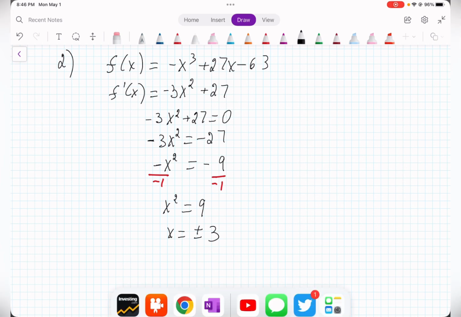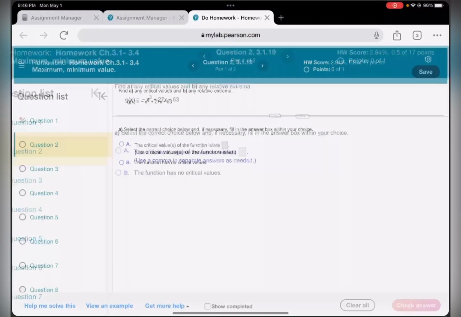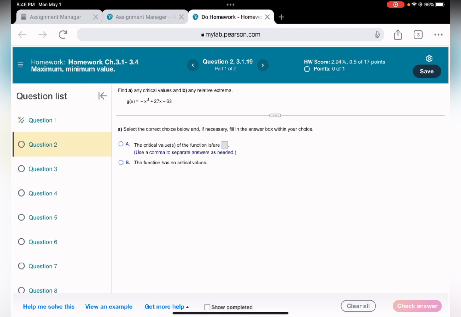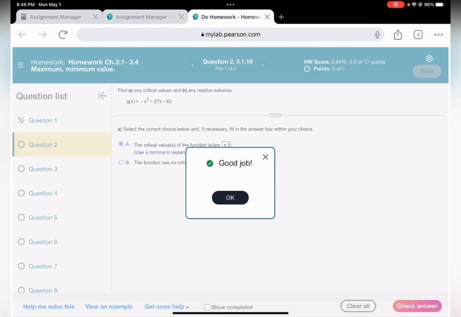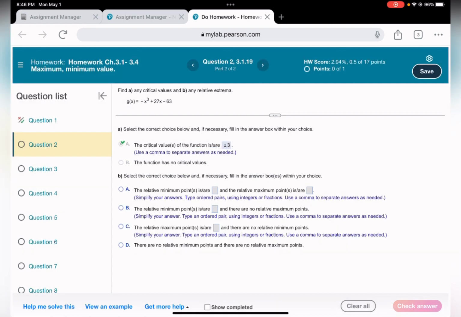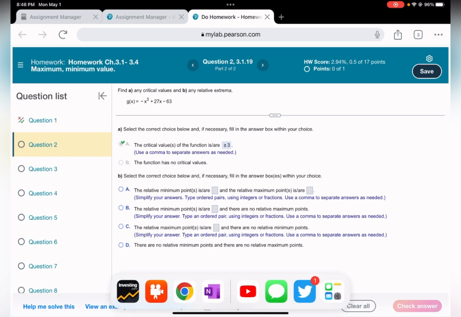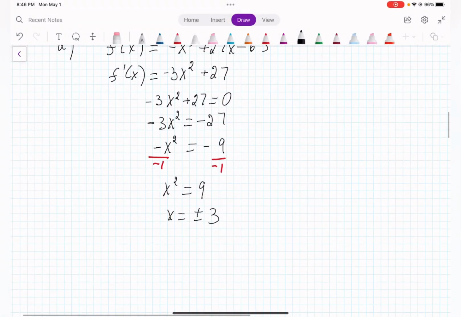Let's plug plus, minus, and 3. Okay, so we are sure we have critical value correct. Now we need to find for each one of them, is it relative maximum or relative minimum? Let's work on it. So here we have -3, here we have +3.